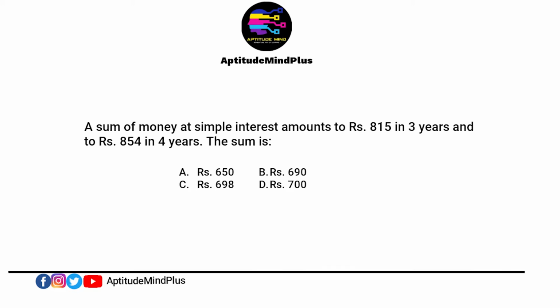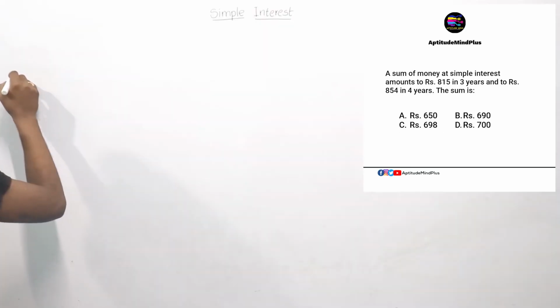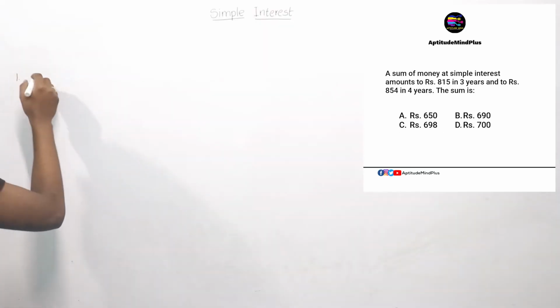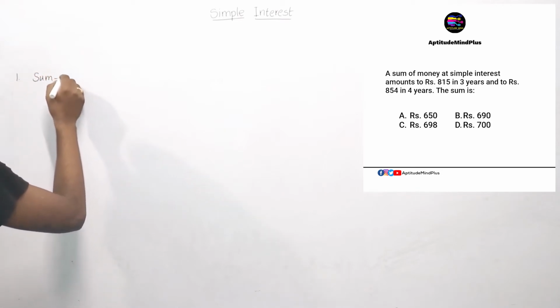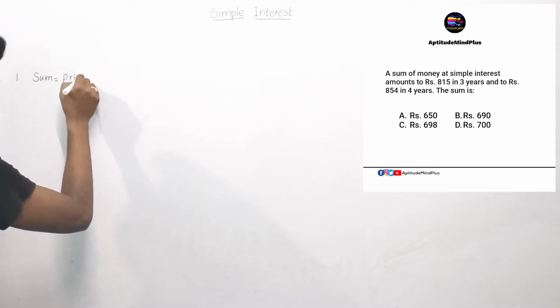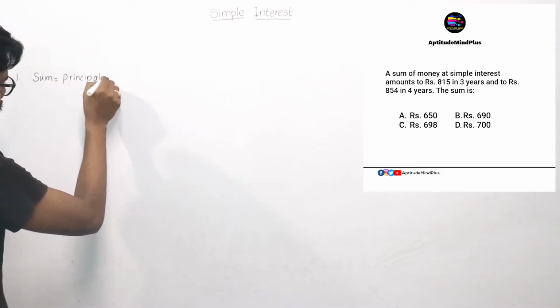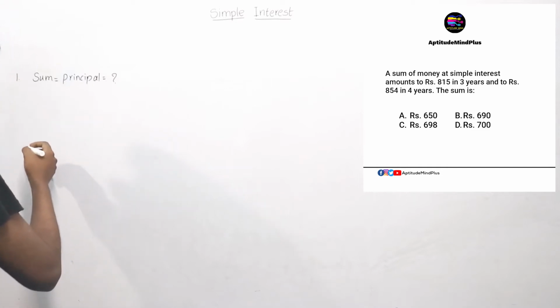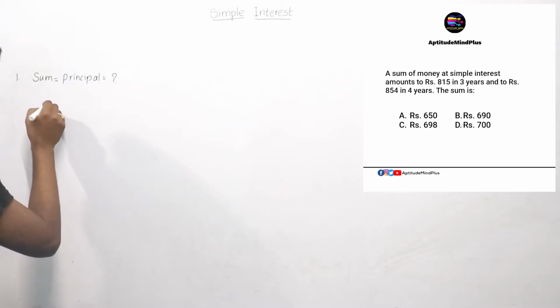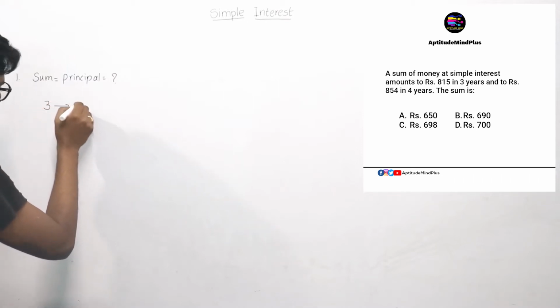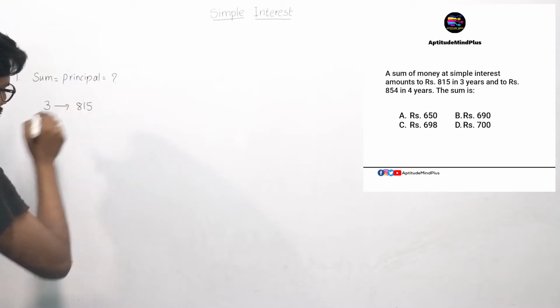A sum of money at simple interest amounts to rupees 815 in 3 years and 854 rupees in 4 years. The sum is? The principal amount is not given. The sum or principal amount is the same in this problem. So we need to find that. It is given that in 3 years the amount paid is 815 rupees, right?